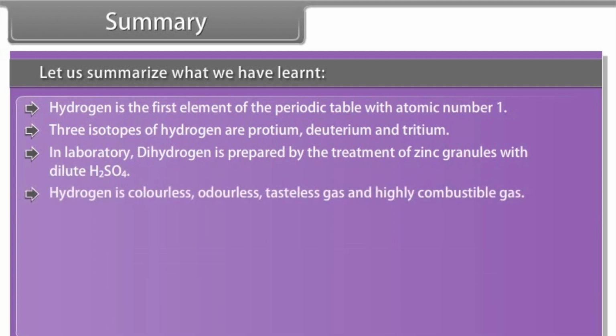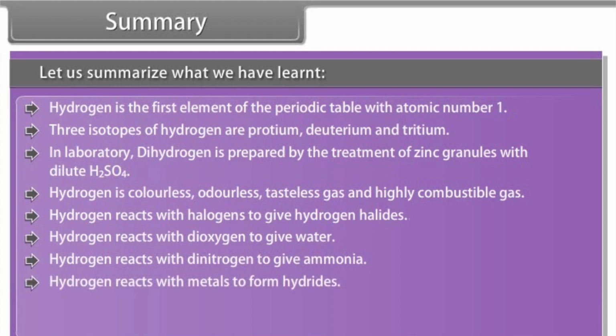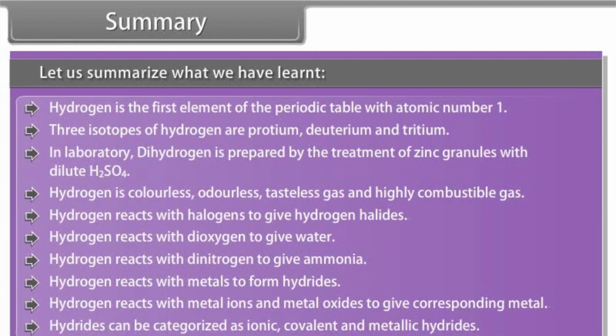Hydrogen is a colorless, odorless, tasteless and highly combustible gas. Hydrogen reacts with halogens to give hydrogen halides. Hydrogen reacts with dioxygen to give water. Hydrogen reacts with dinitrogen to give ammonia. Hydrogen reacts with metals to form hydrides. Hydrogen reacts with metal ions and metal oxides to give corresponding metal. Hydrides can be categorized as ionic, covalent and metallic hydrides.